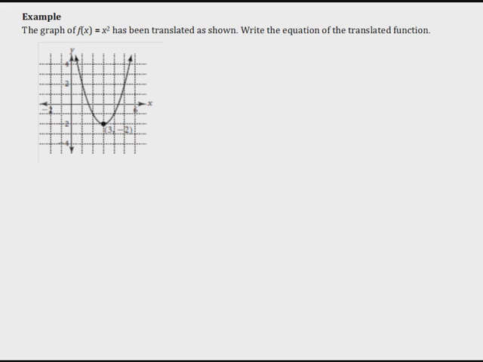So the graph of x square has been translated as shown. Write the equation of the translated function. Okay. So the original graph was pivoted at 0. This was the original graph. And it's moved to this graph as shown. So we know the translation because we know where the vertex of each parabola is. The original graph had vertex at 0, 0. And now it's moved to this point, which is 3, minus 2. So what's the translation? It's gone 3 to the right and 2 down.